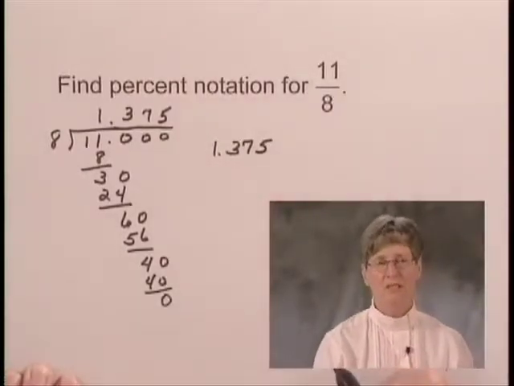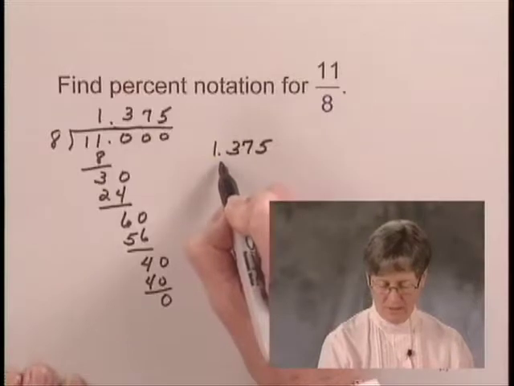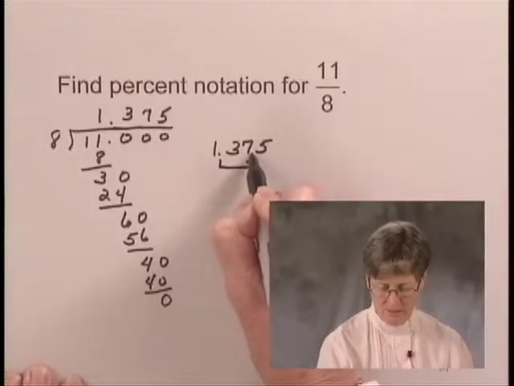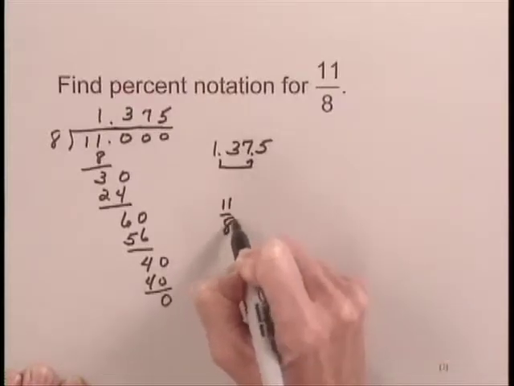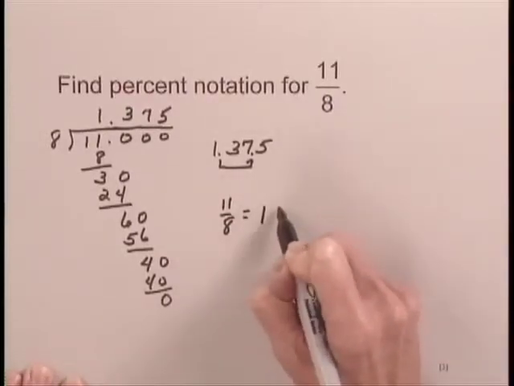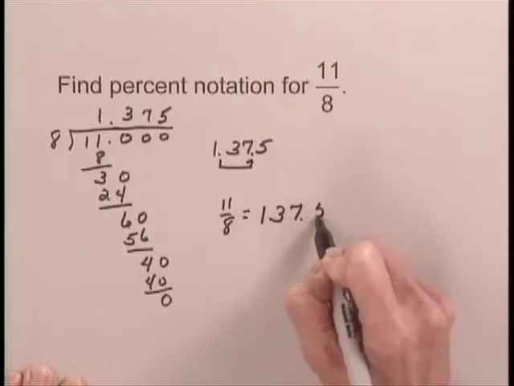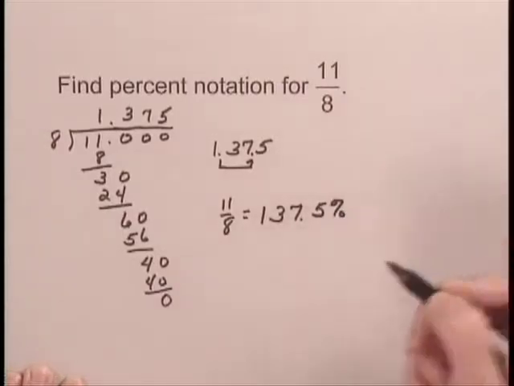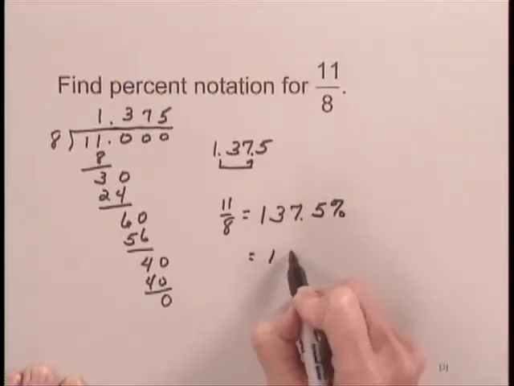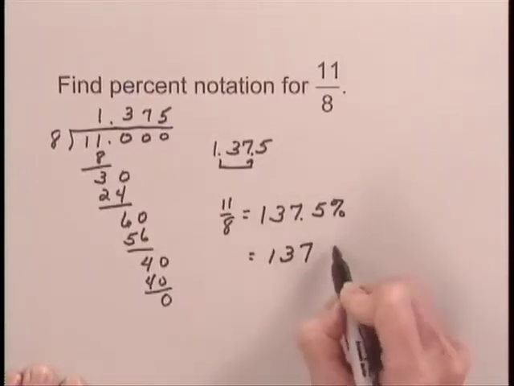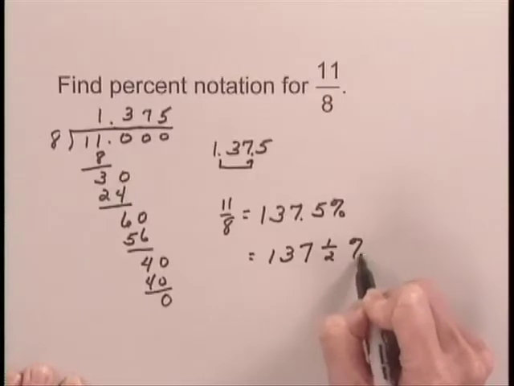The first thing that we do is to move the decimal point 2 places to the right, which would place it here, and then we write the percent symbol. So we would say that 11/8 is equal to 137.5%. And we could also write this, since 0.5 is equivalent to 1/2, another way that we could write this is as 137 1/2%.